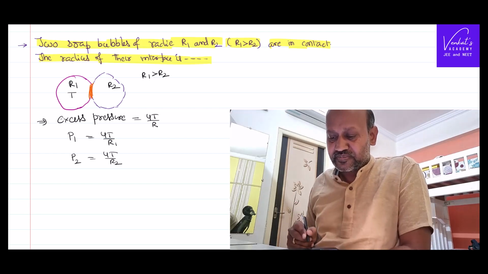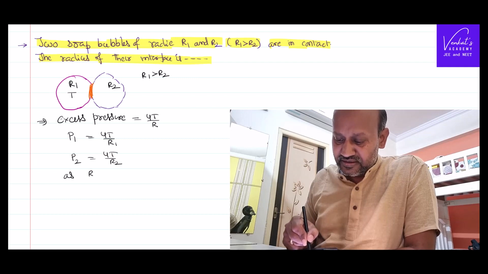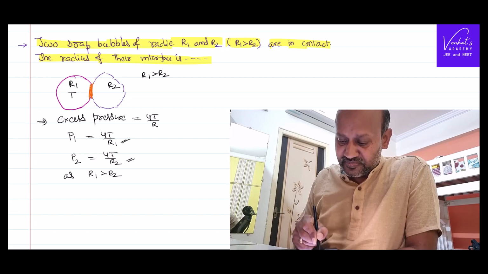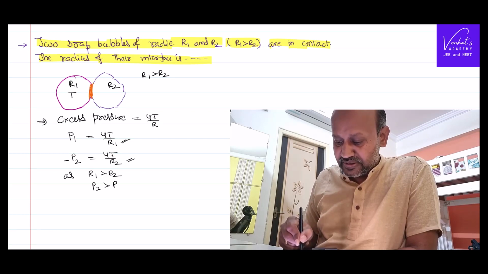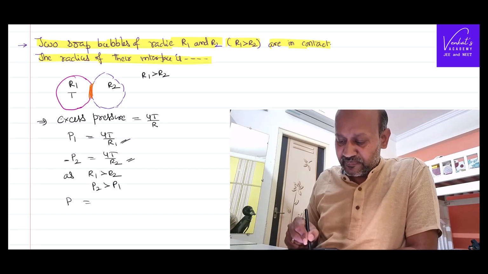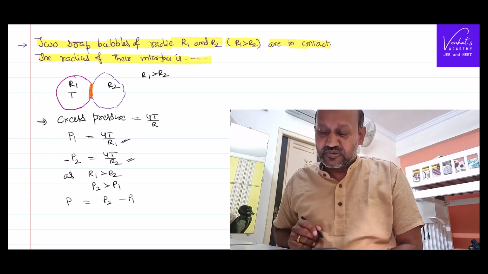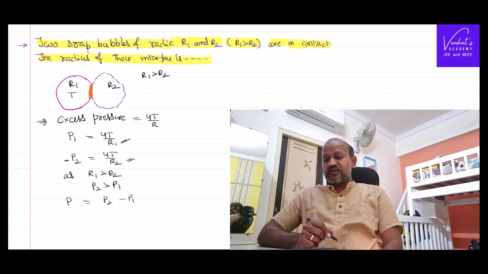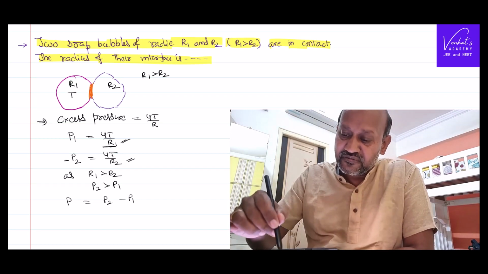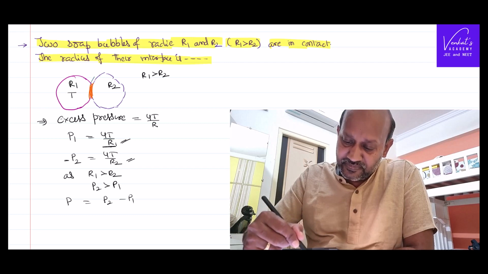4T by R2. As it is given that R1 is greater than R2, and pressure is in reciprocal to the radius, P2 is greater than P1. So the pressure difference between them is P2 minus P1. So when you say excess pressure P is equal to P2 minus P1, in place of the pressure, I can use this formula. Imagining this interface also has a radius.